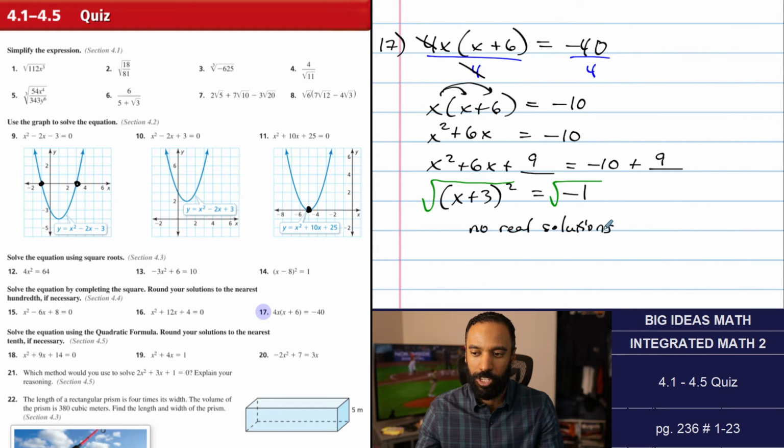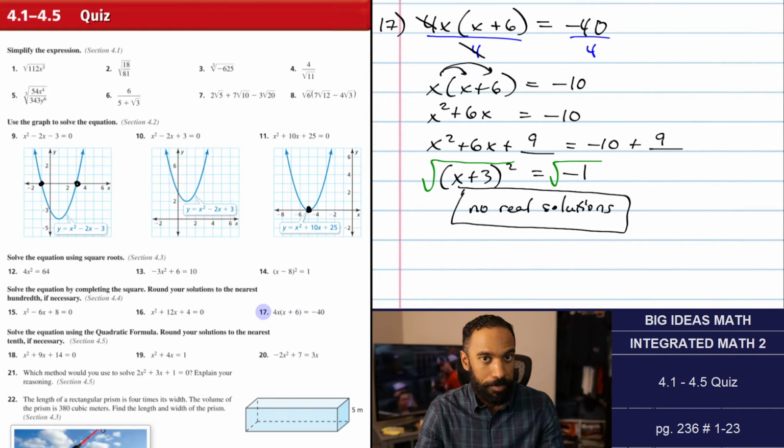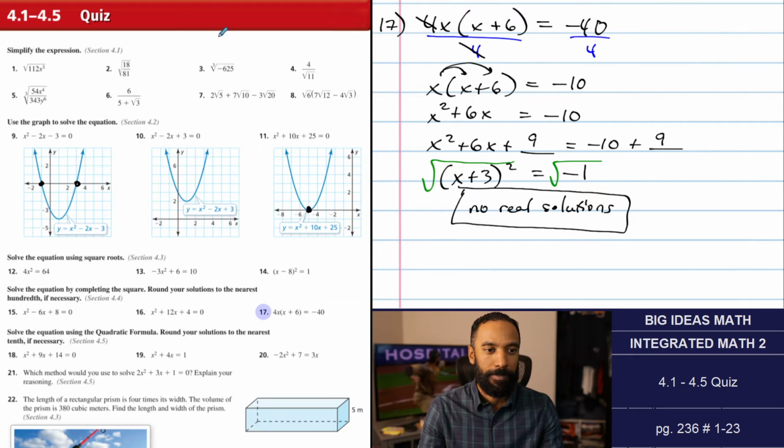Not only was it not factorable, you couldn't get real solutions out. Imaginary? Sure. By the way, that's not a made-up term. Just not for this quiz. Not for this quiz. All right, let's move on to the quadratic formula for these ones.